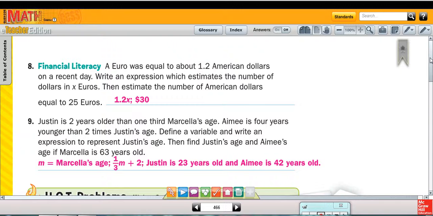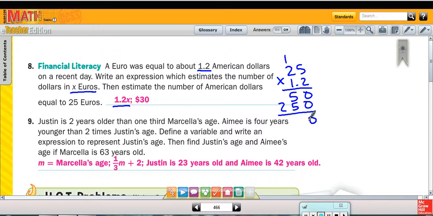Number 8, they asked us to write the expression estimating the number of dollars in x euros. So we would take 1.2 times x. It does have to be x, because it says x euros. So 1.2x, and then estimate the number of American dollars equal to 25 euros. We'd take 25 times 1.2. 1 spot behind the decimal makes this $30. So this one's also worth 2 points.